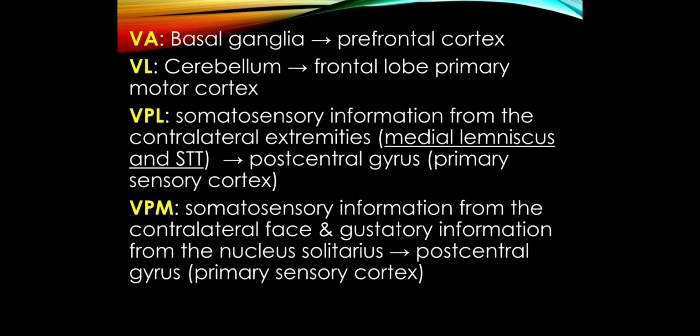Okay, and right adjacent to VPL, we have VPM, which is sensation for the face. So, arms and legs, VPL. Face, VPM, and also gustatory information works its way up to the postcentral gyrus via the VPM of the thalamus.